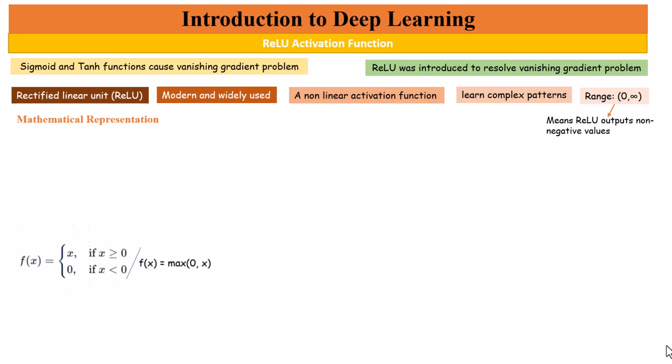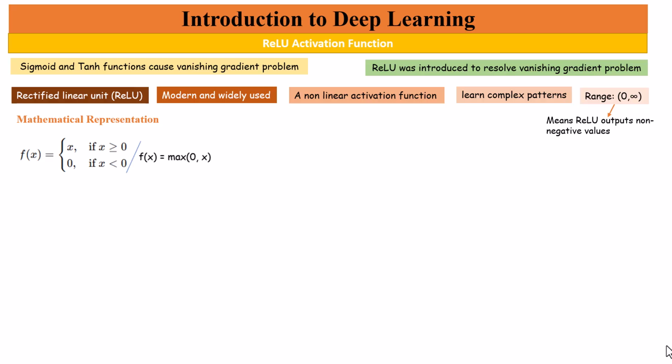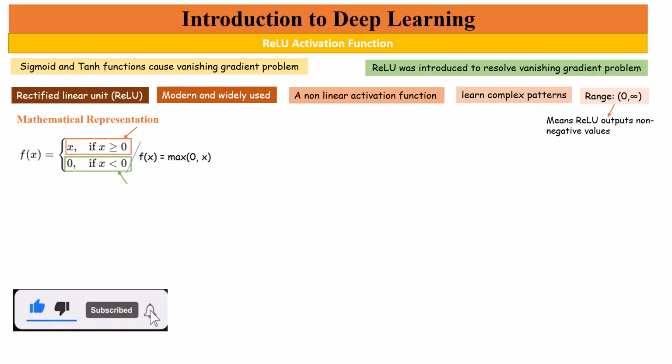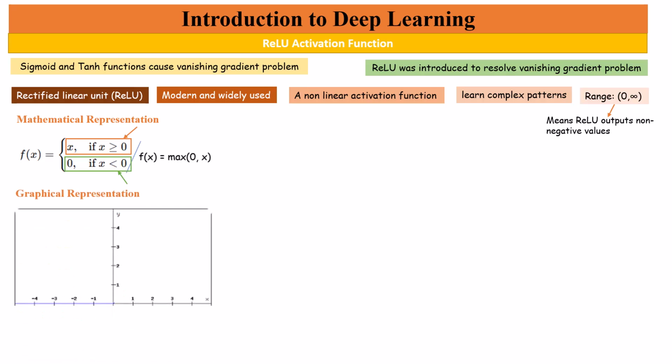Mathematically, it can be represented as f(x) = max(0, x). This means ReLU outputs the input value if it is positive or 0, and returns 0 for any negative input, making it both simple and efficient for computation in neural networks. The graph shows that for any input value of x that is greater than or equal to 0, the output is equal to x, resulting in a straight line with a slope of 1. However, for input values less than 0, the output is 0, which creates a flat line along the x-axis.